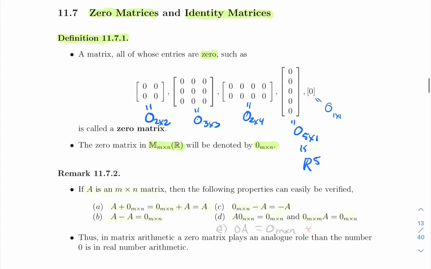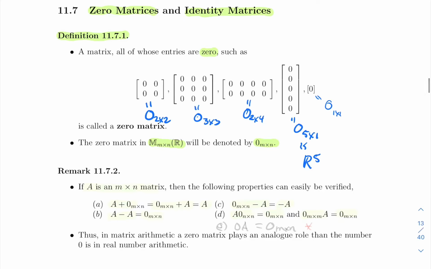And of course, there's a reason why we call these the zero matrices. It's because they act like zeros. For example, if A is an m by n matrix, then we have a bunch of properties that we can verify. If you add A plus 0 or 0 plus A, of course you're getting A back. If you subtract A by itself, you're going to get the zero matrix. If you have the zero matrix minus A, you're going to get minus A. If you multiply the zero matrix by A, or A by the zero matrix, you're going to get the zero matrix.